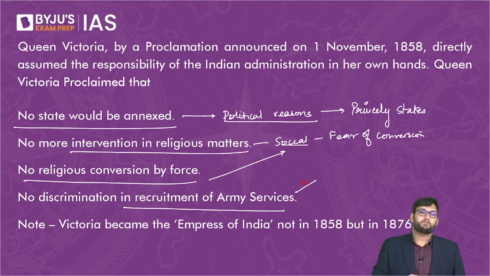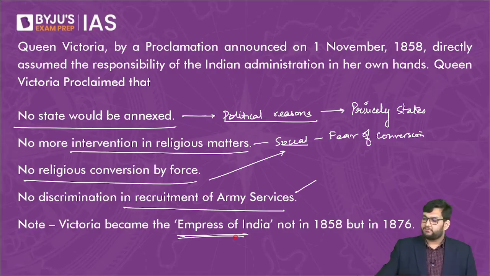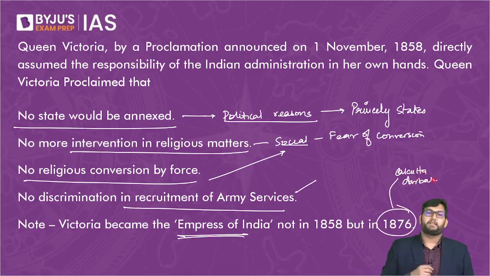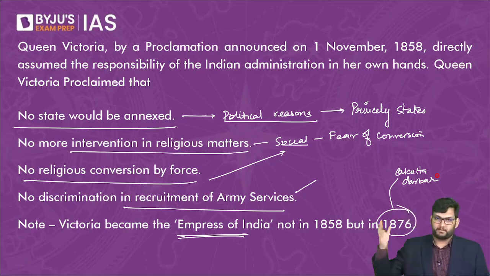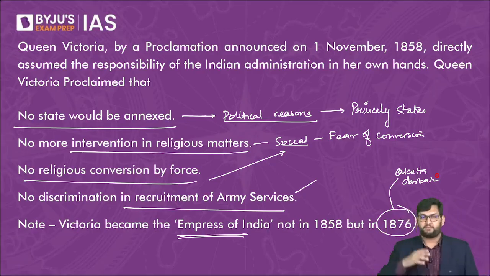And though she was not called Empress of India in 1858, there will be a Darbar, Calcutta Darbar, in which she will be claimed with. So people tend to think that she was called Empress, Emperor of India, rather Empress when she is a female. She's not called the Empress now, but a little bit later. But this is the proclamation.